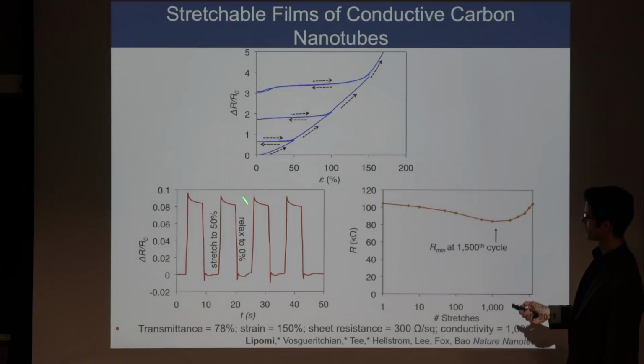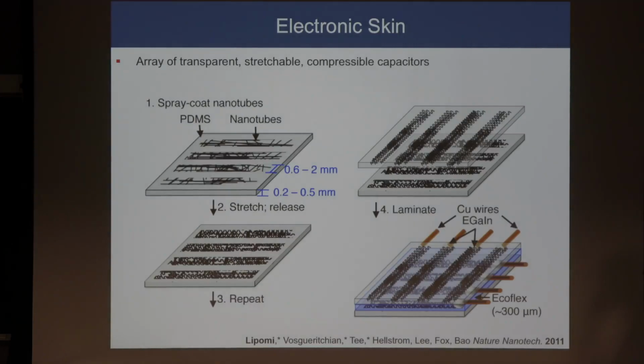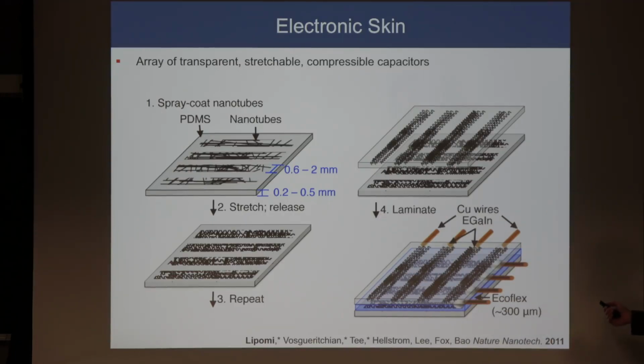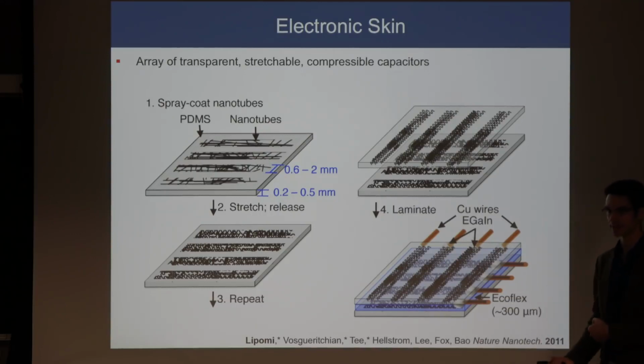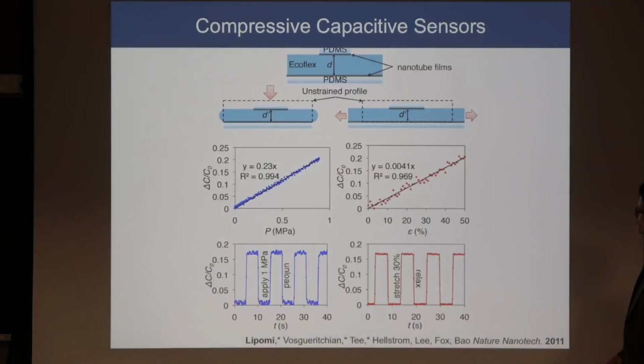So you can also stretch and relax these devices many, many times. This is to over 10,000 cycles of stretching. And what it allows you to do is to make stretchable capacitors using these transparent films of carbon nanotubes. And this demonstration was the first stretchable transparent pressure sensor. We still don't have that capability in our iPhone because our iPhones are now pressure sensitive, but they're not stretchable. So there it is, that's what it looks like.